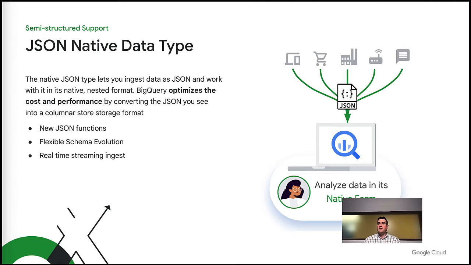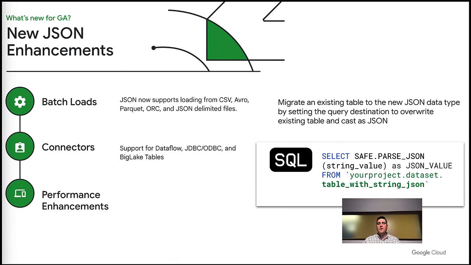So if you turn your data types into a JSON native data type, BigQuery storage is going to go and try to optimize both the cost and performance of all of those JSON SQL queries for you. Some new enhancements as we move to GA.